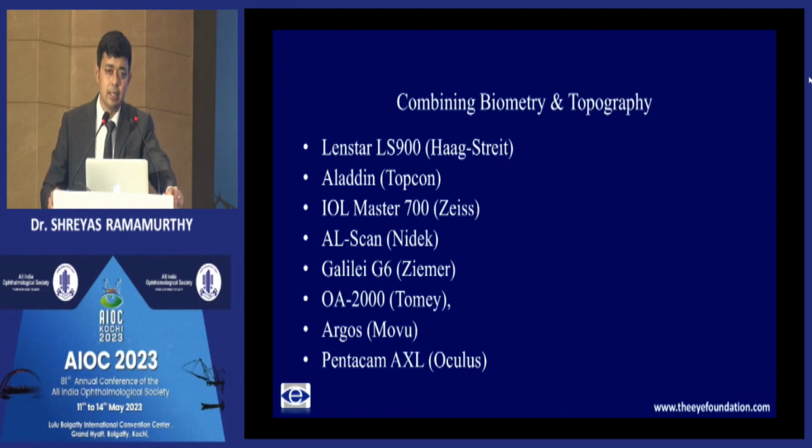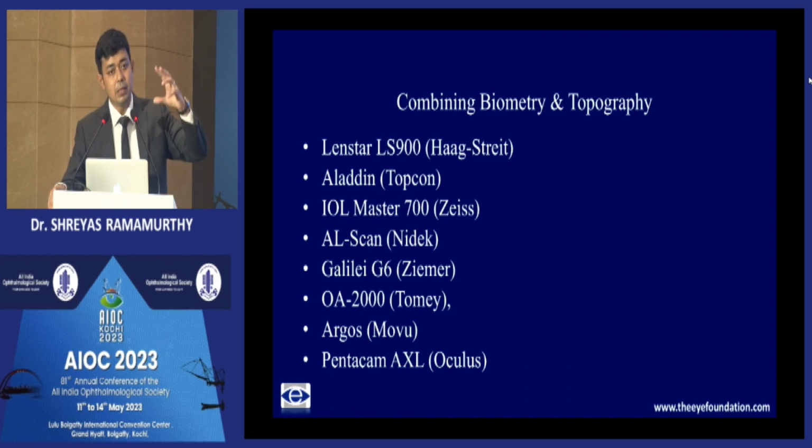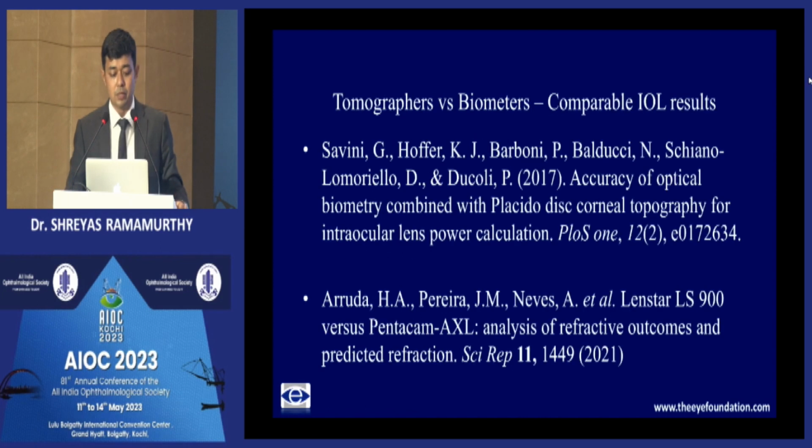The most recent advancement is combining the biometry with the topography, and we have a variety of devices nowadays, right from the LS900, the Aladdin, which is very useful. We have it in a few centers. The IOLMaster 700 also gives you a very simple Placido image. The Galilei G6, Ziemer, Tomey, Argos, again with excellent penetration, and the Pentacam AXL. Some of them were primarily Scheimpflug devices, which have now incorporated axial length, and the other way also, where the biometers are now giving us a simple Placido device image.